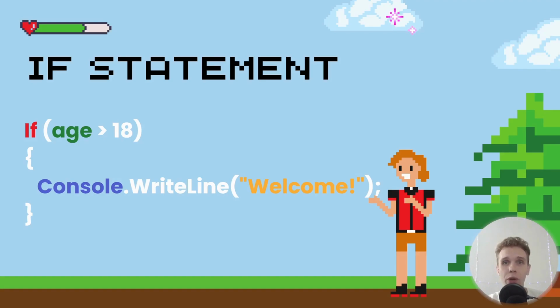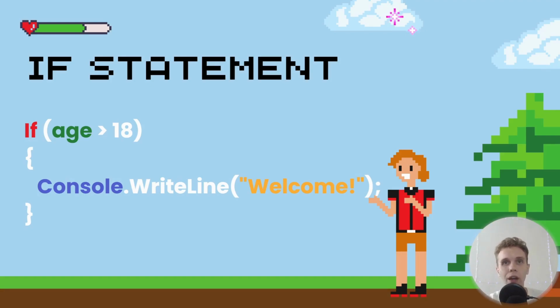So imagine we want to check if our user is older than 18, and in this case, we let them play our game. Otherwise, we don't want them to have access to our game. So we say if age is more than 18, age in this case is some variable that we store, and if it's true, we will output the welcoming message.